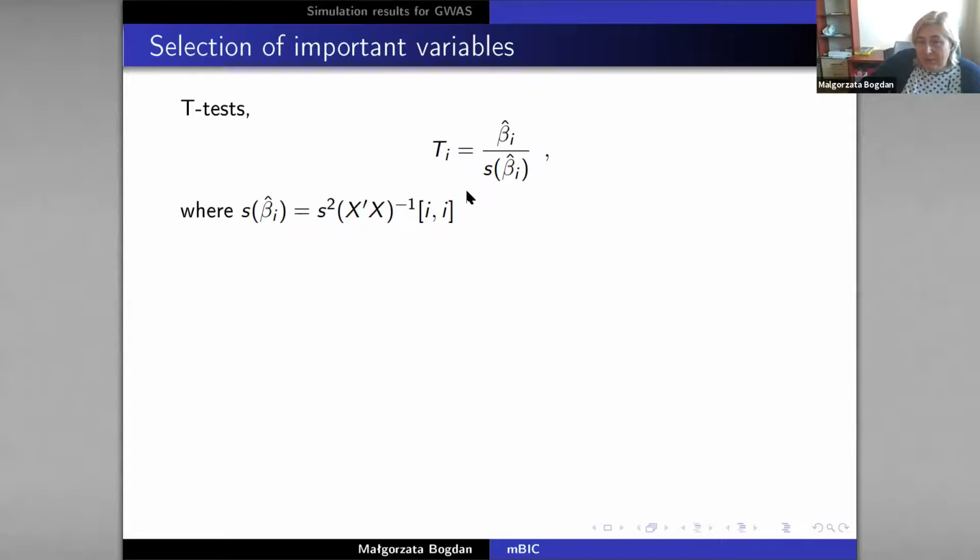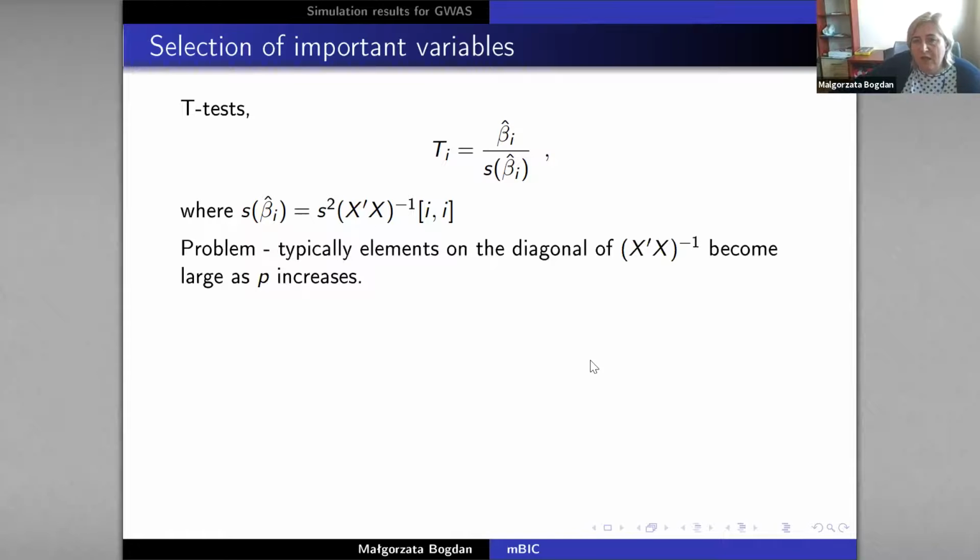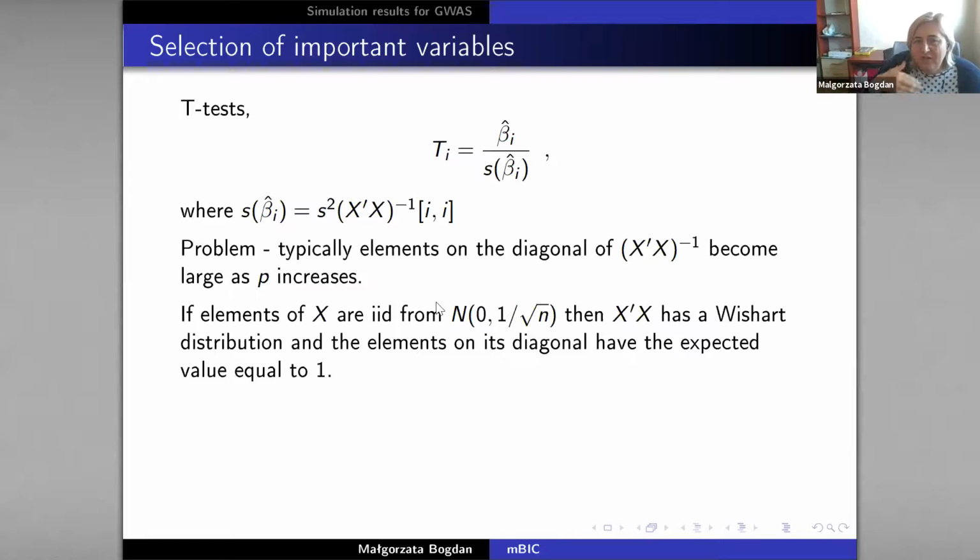And now, what problem do we have? Well, if you let your p be large, then when you calculate this X prime X inverse, you will find that you have very large elements on the diagonal. Typically, the elements on the diagonal of X prime X inverse become large as p increases. You can find it if you play a little bit, and I can tell you a little bit about some theory. Let's assume that the elements of your X matrix are IID from a normal distribution with mean 0 and standard deviation 1 over square root of n.